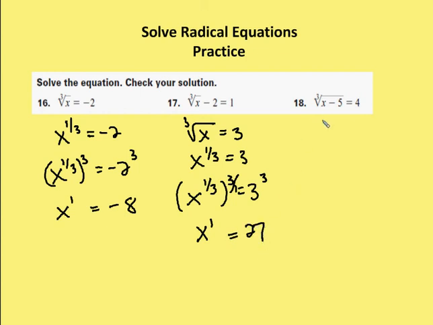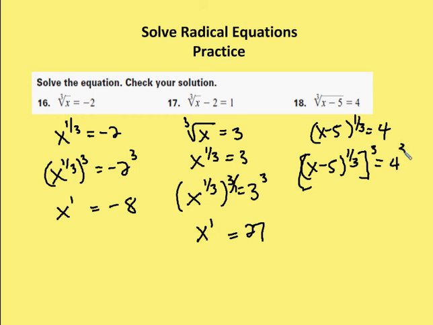Last problem, thanks for hanging in there with me. I've got the cube root of x minus 5 is equal to 4. Radical is isolated on the left-hand side. I don't need to isolate again, I just need to rewrite in rational notation. X minus 5 to the 1/3 is equal to 4. X minus 5, I'm going to take to the third power. At the same time, I take 4 to the third power. This leaves me with x minus 5 to the 1, or just x minus 5 is equal to 4 to the third, which is equal to 64. I add 5 to both sides, and I get x is equal to 69.